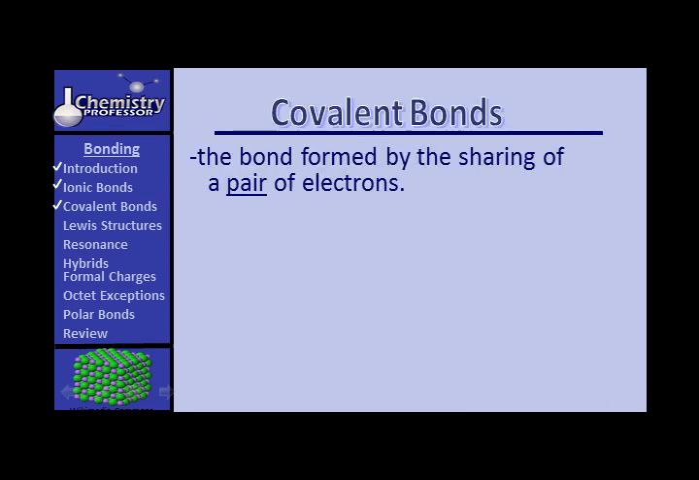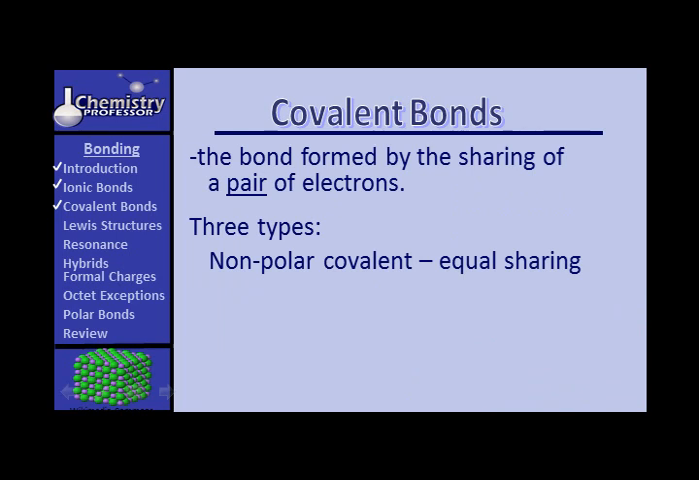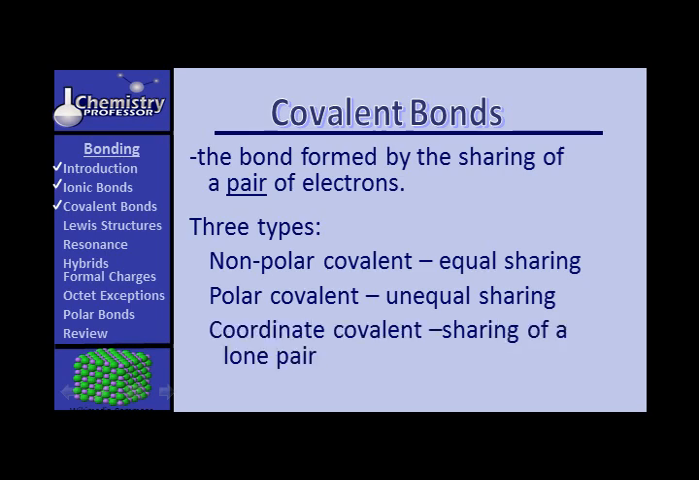Covalent bonds. You know this as the bond formed by the sharing of a pair of electrons. Okay, that's good for our model. And we have three types of covalent bonds. We have the nonpolar covalent, which we think is equal sharing between two atoms. We have the polar covalent, which is unequal sharing. Remember, that lies further over on that continuum. And then we have the coordinate covalent, which is the sharing of a lone pair, both electrons being provided by the same atom. A lone pair. And we'll point out some lone pairs as we go.